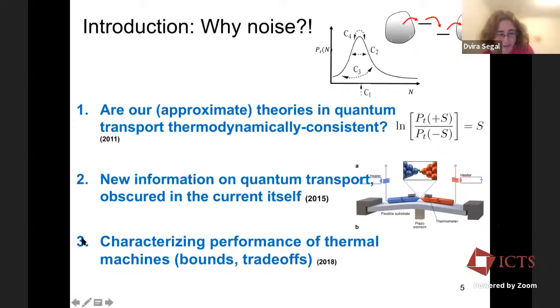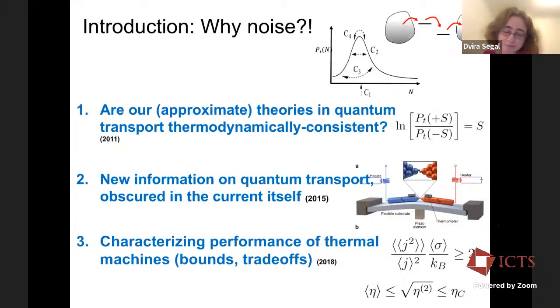And lastly, it's number 3, what I just mentioned in the previous slide, that thinking about nanoscale thermal machines, we realize now that there are interesting trade-offs involving not just, again, the power and efficiency, but also fluctuations. And this is, again, the thermodynamic uncertainty relation that maybe I will mention in passing below, but it's not going to be the focus of my talk.